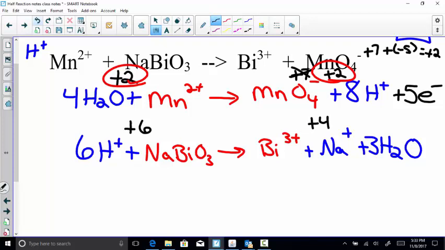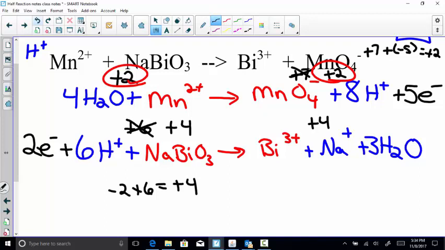Okay? So now I need to add electrons to this equation. And again, electrons are going to reduce charge, so I'm going to want to put my electrons on this left side. I'm going to want to put 2 electrons there. The reason for that is -2 plus 6 gives me +4. So this side is no longer +6, it's +4. So now my charge balances, and that's where we want it to be.